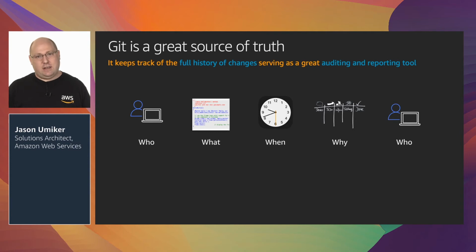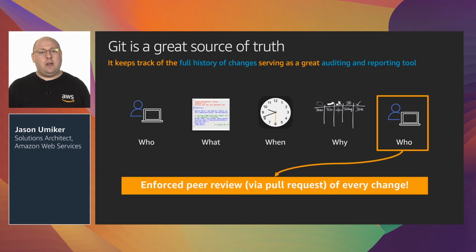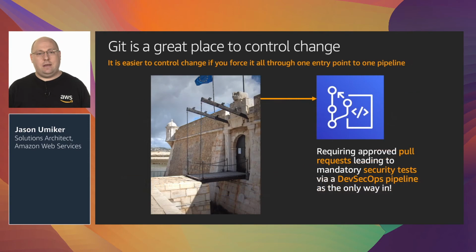On the why they changed it, it's important to make sure that people put appropriate comments in, maybe linking to the ticket that represents the bug or feature request that they were implementing. And when we talk about who approved the change, it's important to have something like an enforced peer review via the pull request mechanism on every change so that you do have that approver and final gate through to production.